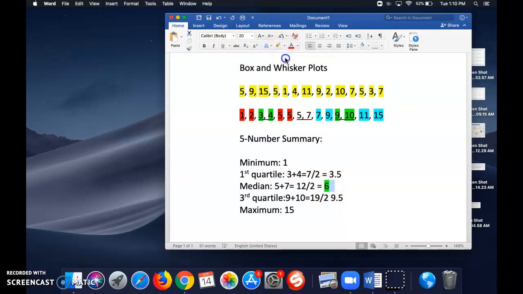Just go back to no color. Oh, come on. Okay, it's not going to do it for me. Whatever, it's cool.